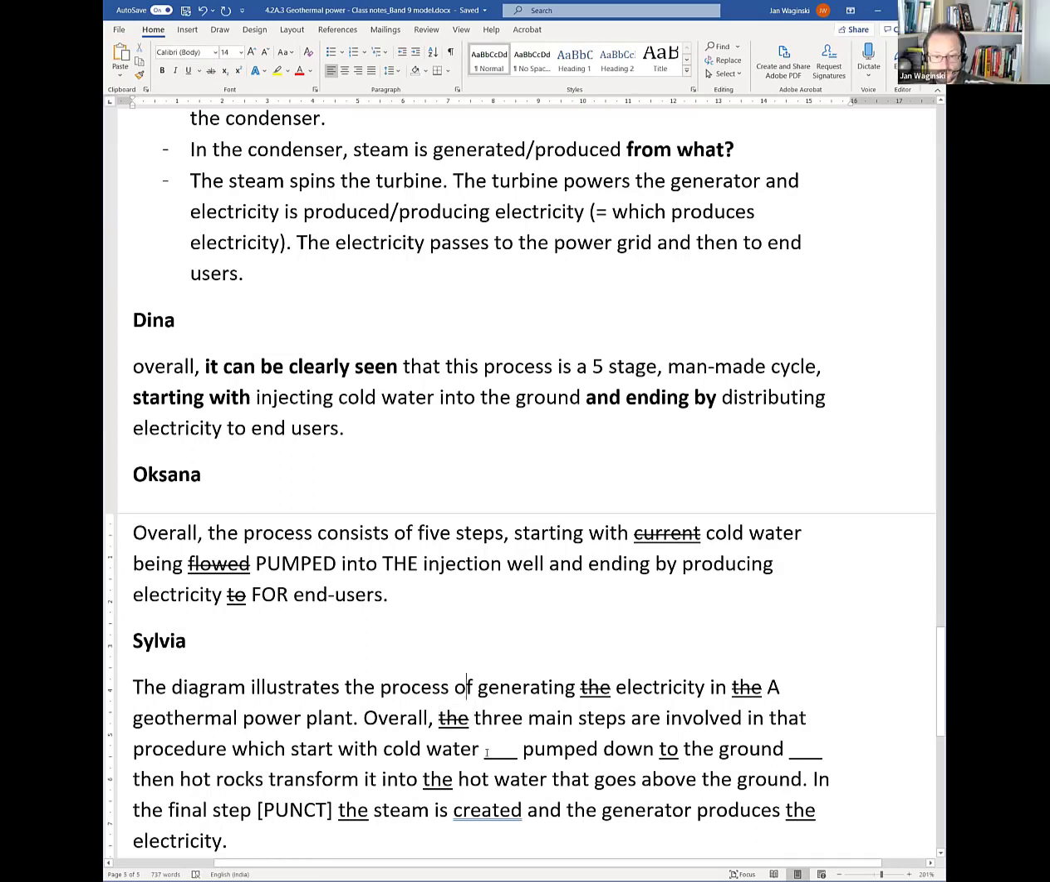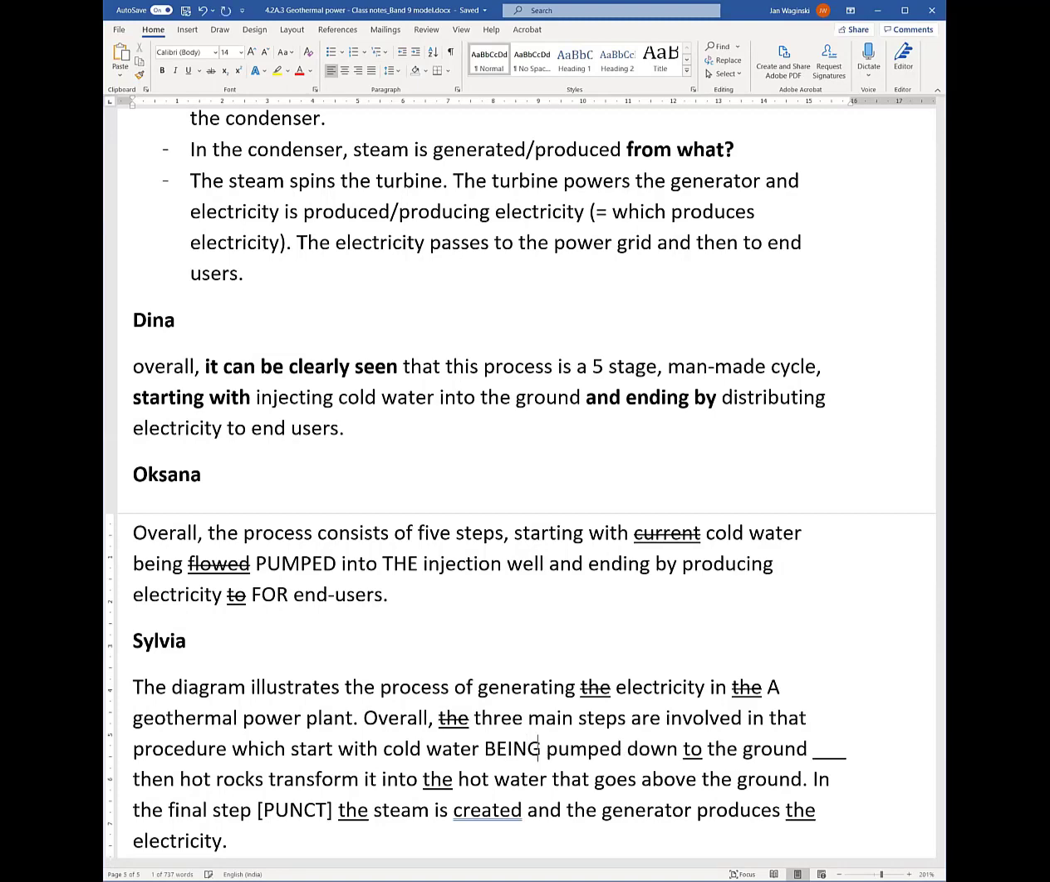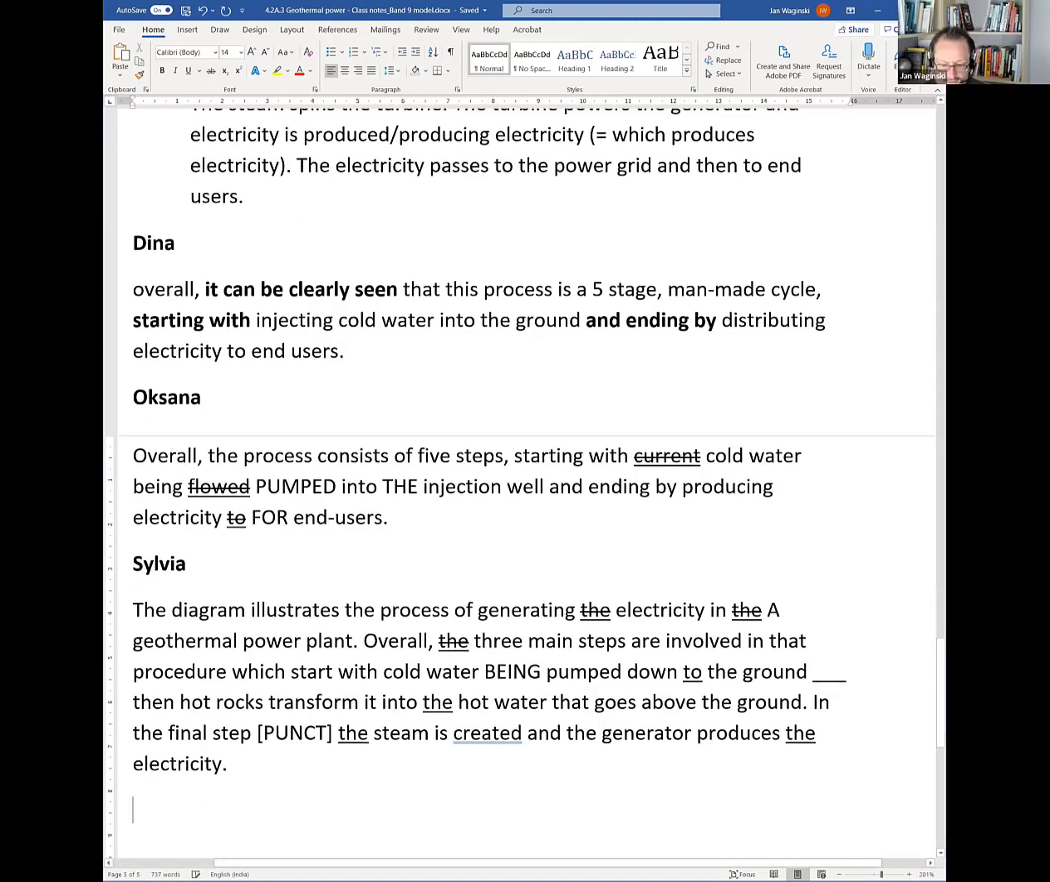Which start with cold water. Is. No. This is the same thing exactly that we covered at the beginning of class. Being. That's it. It's like this.